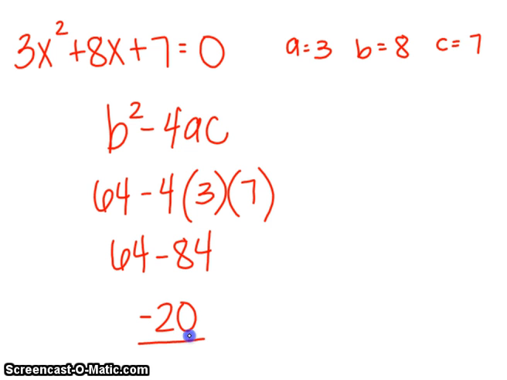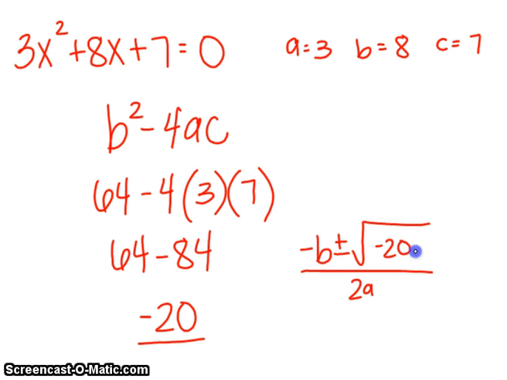Since it's a negative number, that means that I wouldn't be able to do the entire problem, because picture the whole problem. Negative b plus or minus the square root of b squared minus 4ac, so in that case it's negative 20, all divided by 2a. You can't take the square root of a negative number, so you wouldn't be able to finish this problem. So that's why there's no solution here.